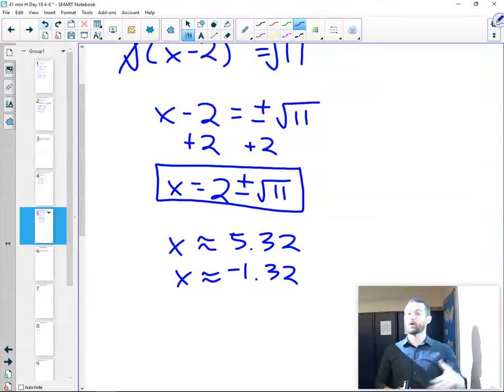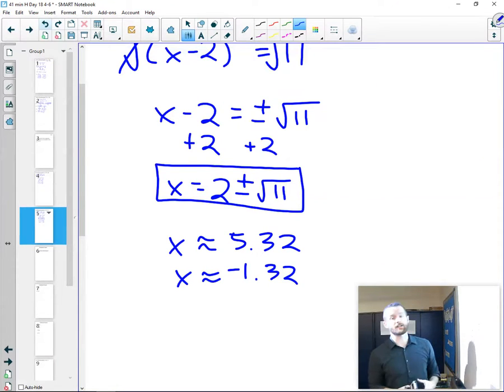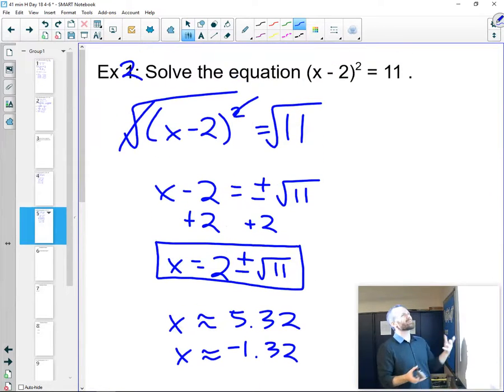You need to be able to write them both ways, as an exact answer and as a decimal approximation. Now, I wouldn't blame anyone for being a little, maybe not confused, but sort of suspicious at this point. It's like, wait a minute, I thought we were talking about completing the square.